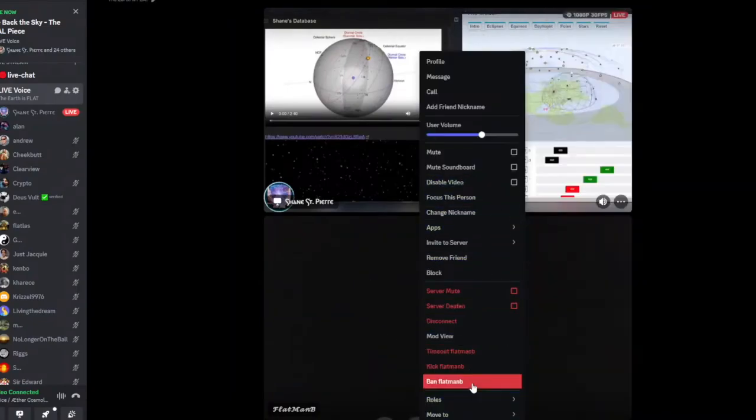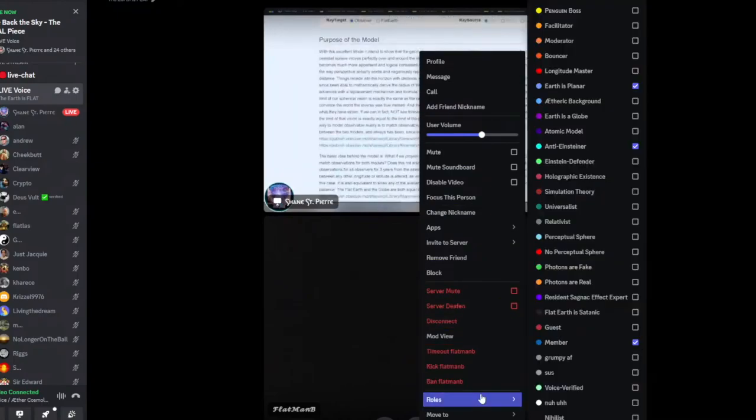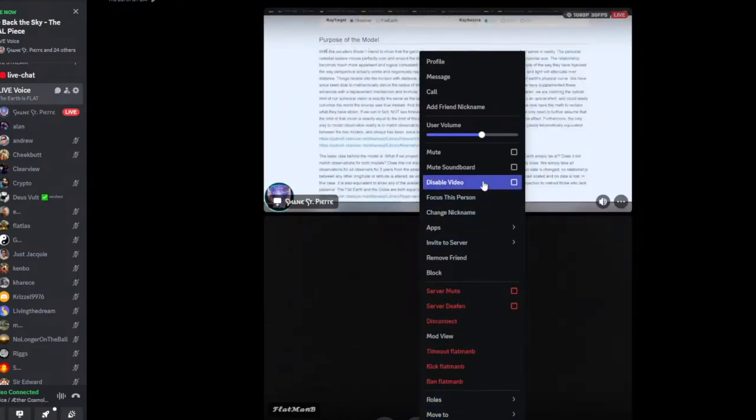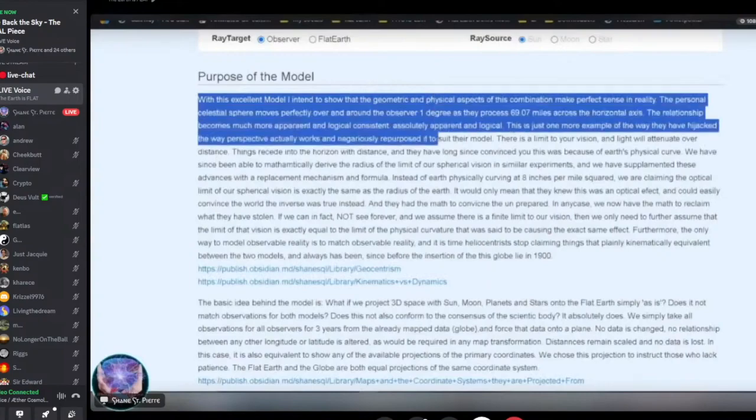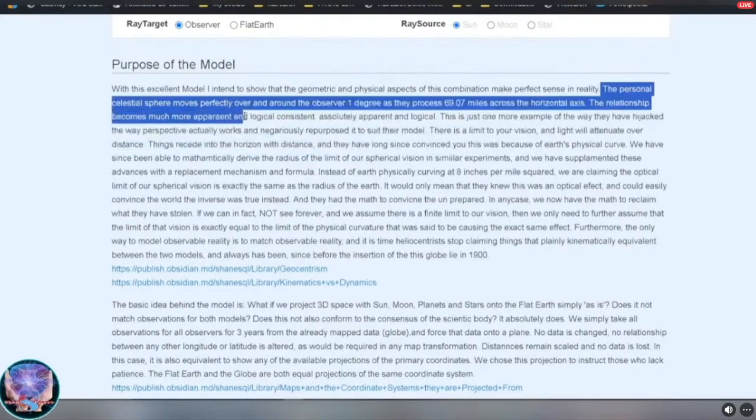Should you have a debate, you can always go through the model. It does have a lot of descriptions on the bottom for how it will be used. As it says here, the purpose of this model is to show the geometric and physical aspects make perfect sense in reality. Mathematically, the personal celestial sphere moves over the observer 1 degree as they process 67.07 miles across the horizontal axis. That is the crux of it.